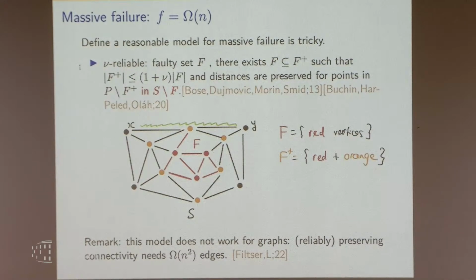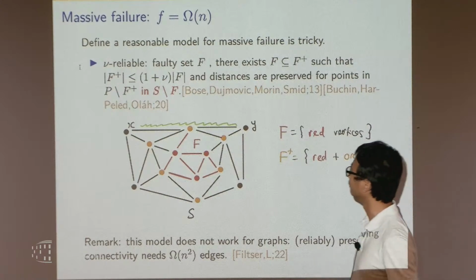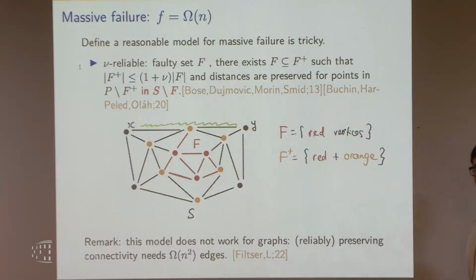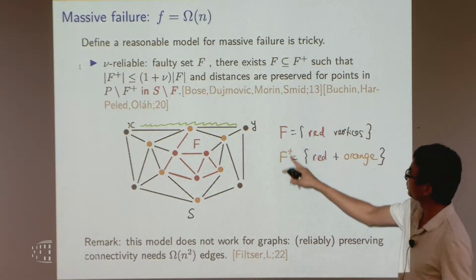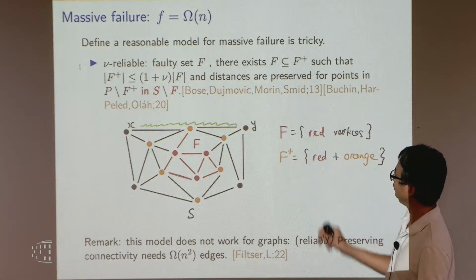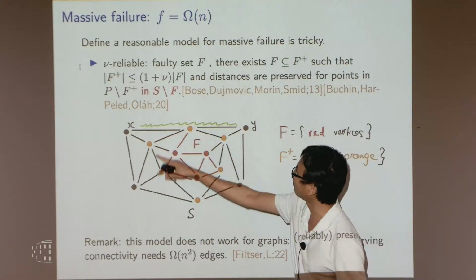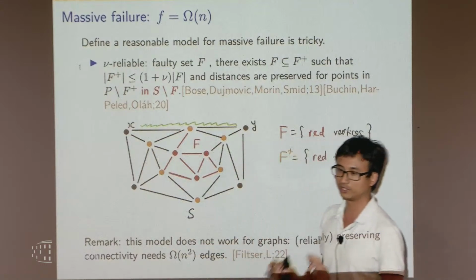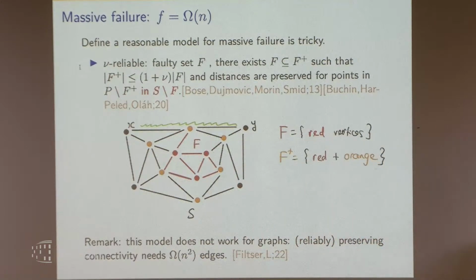So one model that I'm interested in is reliable. Reliable here means the following. The number of faults could now be linear, like half the number of vertices. It could be massive. Suppose you have some set F of faulty vertices. In this model, you are allowed to extend the faulty set to F plus, including all the faulty points and some other points. But the restriction is that F plus has to be relatively small compared to F.